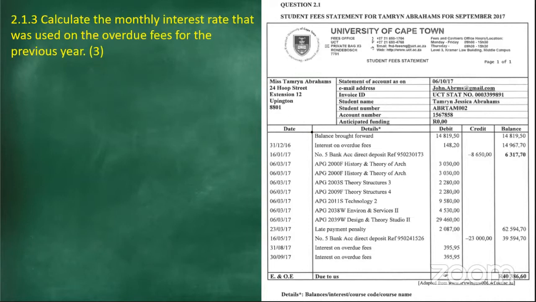You said 14 divided by 148 point. No, ma'am, that's not what I said. What I said was 14,819 rand and 50 cents divided by 148 rand and 20 cents times 100. And you got 1%. Yes, ma'am. How did you type it in your calculator? Because that answer is correct. Did you write it like this? Yes, ma'am, exactly that.